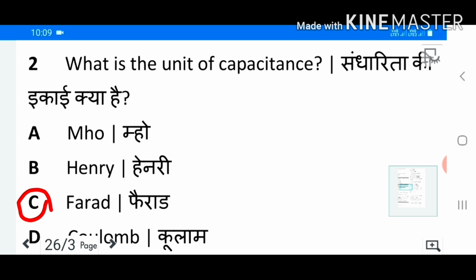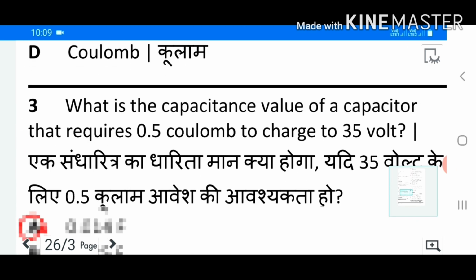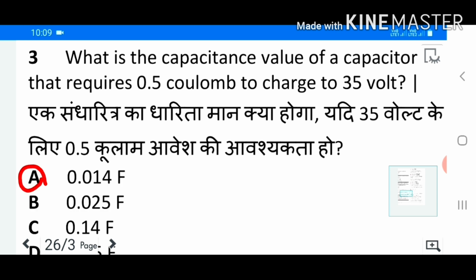2. What is the unit of capacitance? Answer C. Farad. 3. What is the capacitance value of a capacitor that requires 0.5 coulomb to charge to 35 volt? Answer A. 0.014 farad.